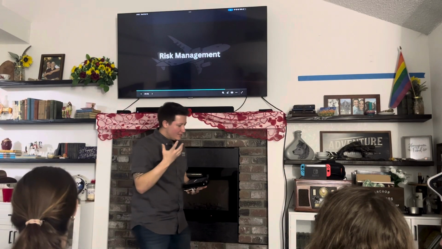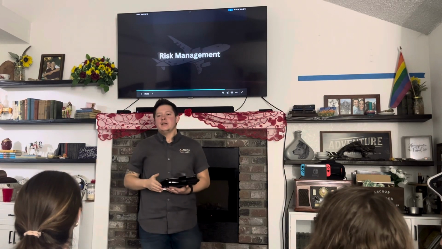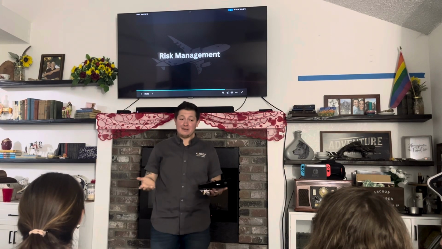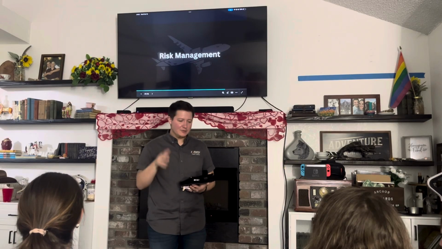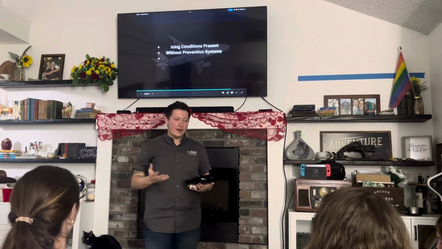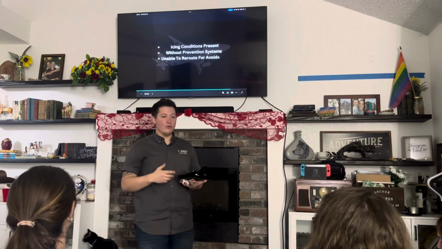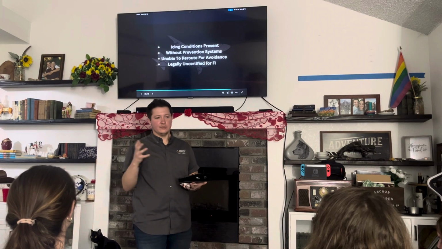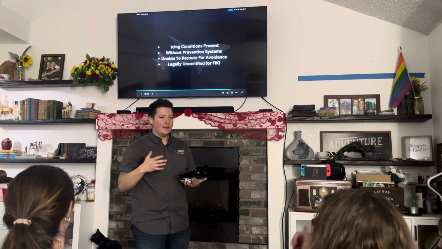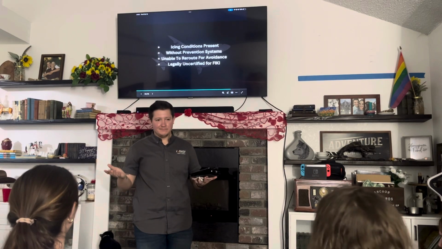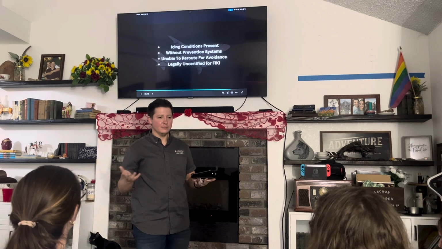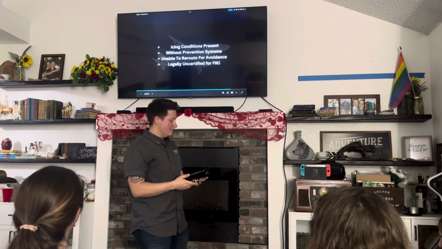So now we have to take some risk management, right? We definitely shouldn't take this flight, right? So let's break it down, right? We have icing conditions present without prevention systems, and we're unable to reroute for avoidance. So like we said, 9,000 to 10,000, the least we can do is 11,000, right? And there's no way to go any lower to stay out of that freezing area without going into terrain, which is not a good thing.